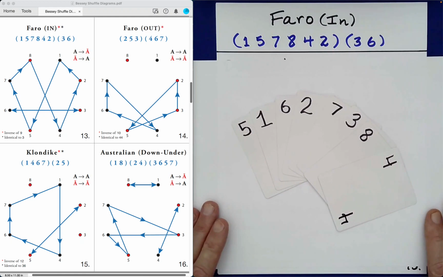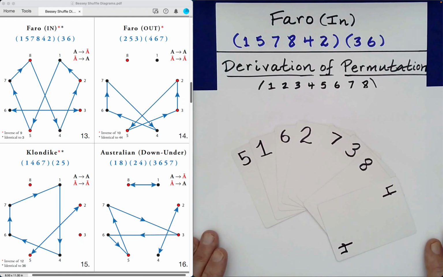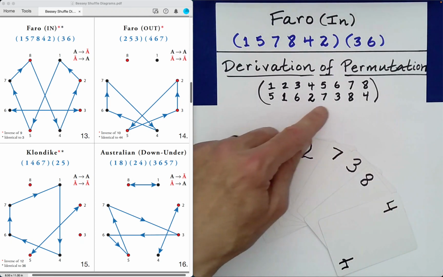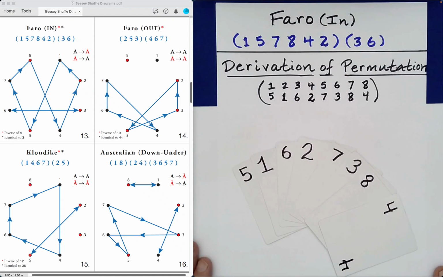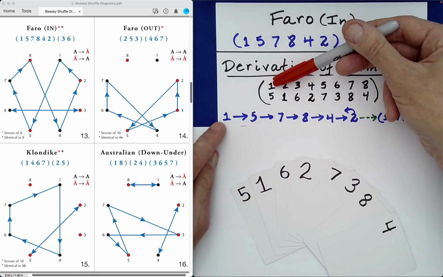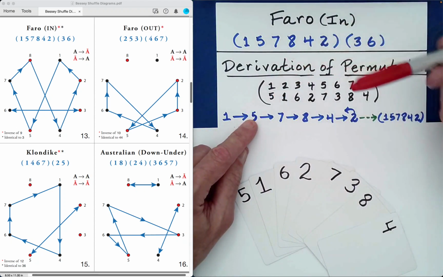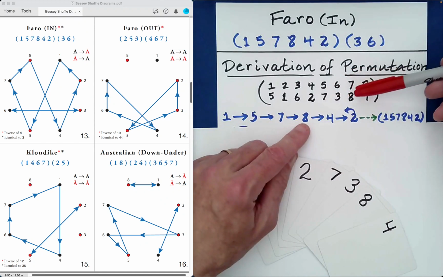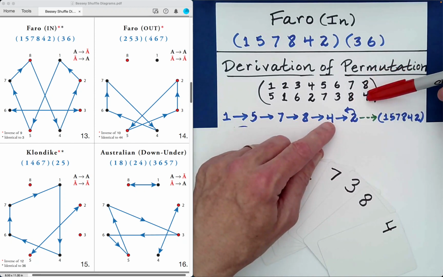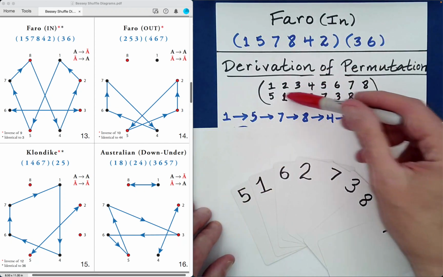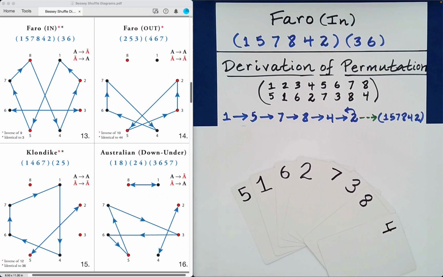And so that's what I've written for our Cauchy's two-line notation of this permutation: 5, 1, 6, 2, 7, 3, 8, 4. Now we can convert that to cycle notation as follows. We see that 1 goes to 5, so I have an arrow to 5. Where does 5 go? 5 goes to 7. 7 goes to 8. 8 goes to 4. 4 goes to 2. And then 2 wraps around and goes to 1. So that completes that cycle. We actually get quite a large cycle, a 6-cycle here.